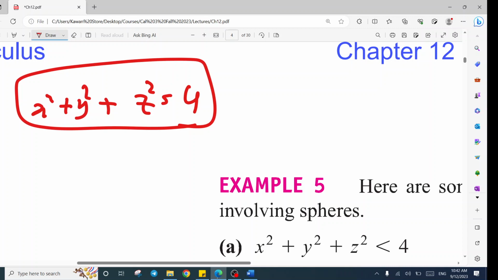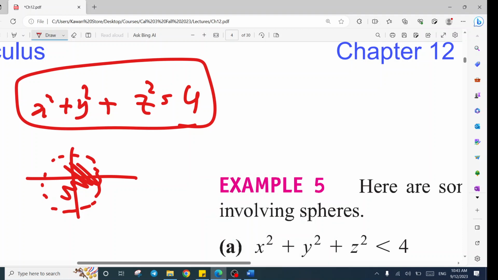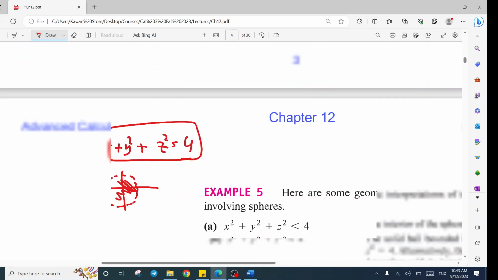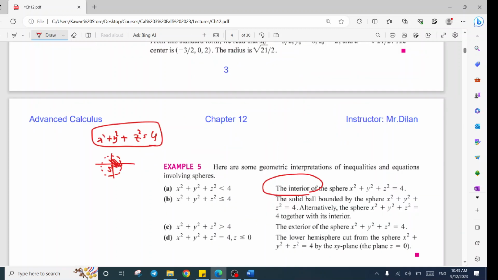Okay. When I say a ball, like a circle, let me present it like a ball. When I say less than 4, what do you mean by less than 4? Less than 4 means inside of the ball. Inside of the ball. Clear? The same thing. When we say less than, it means inside the ball. You can see from here, we have the interior of the sphere or the ball.